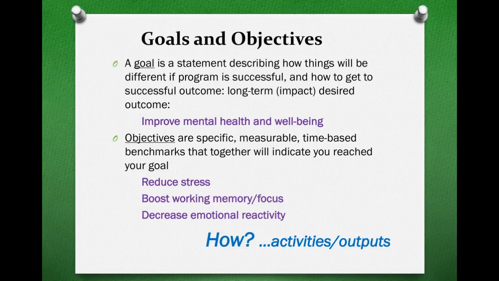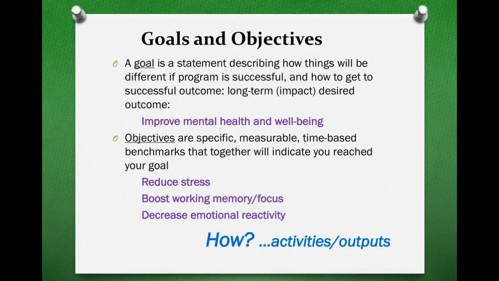Well, how do we get there? So our objectives are something specific, measurable, often time-based benchmarks. So we're going to get to improved mental health and well-being by reducing stress, by boosting working memory and focus, and by decreasing emotional reactivity. Well, how are we going to do those?